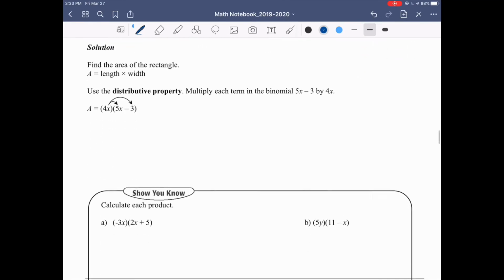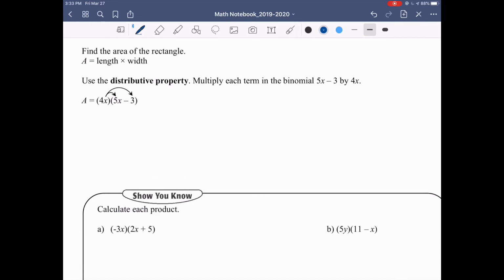So to find the area of the rectangular gym, well, we know the area of a rectangle is length times width. The length is 4x and the width is 5x minus 3. So the area is equal to 4x times 5x minus 3. We're going to use the distributive property, and that means we're going to multiply each term in the binomial by 4x. So the first term is 5x. So the first thing we're going to do is 4x times 5x. 4 times 5 is 20. X times x is x squared.